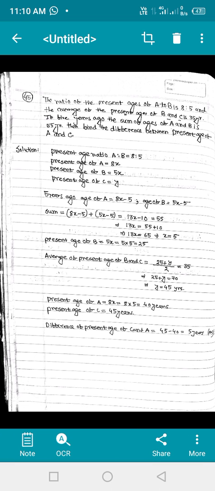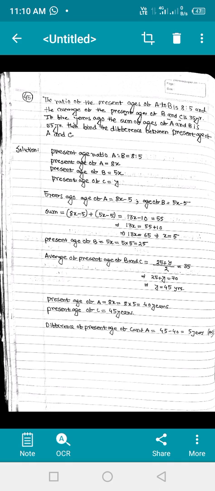Question 45. The ratio of the present ages of A and B is 8 is to 5, and the average of the present ages of B and C is 35 years. If 5 years ago the sum of the ages of A and B was 55 years, then find the difference between the present ages of A and C.